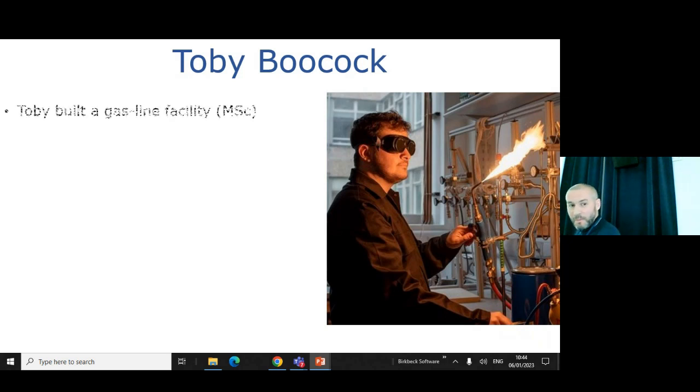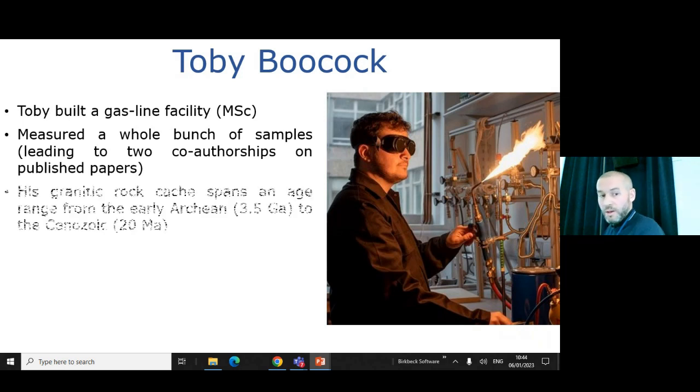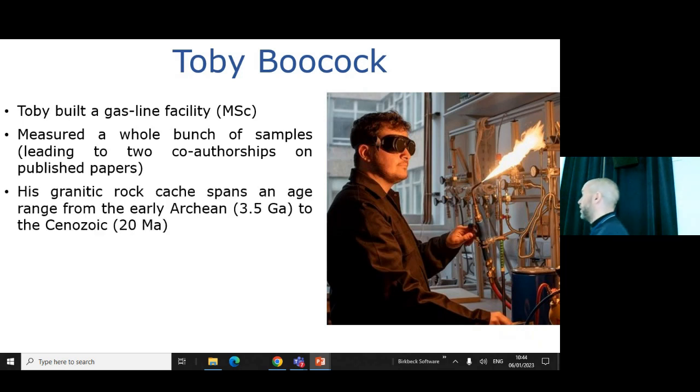And so Toby built a gas line when he was an MSc geochemistry student at St Andrews, and it worked. We measured a whole bunch of samples. He got his name on a couple more papers. As a consequence, the lab works and it's humming away. It's brilliant. Toby managed during COVID with almost no opportunities for fieldwork to email lots of people and get a huge sample collection, which he'll present this afternoon, which is why it's also super convenient that he's after me. I'm going to give you the nuts and bolts, and then he does the fun stuff with it.